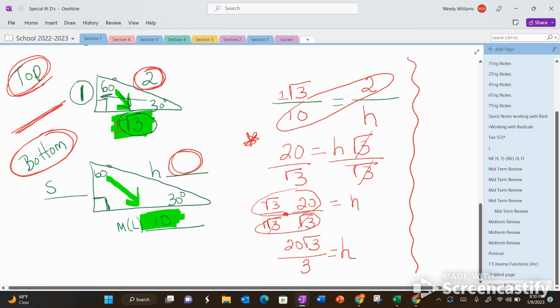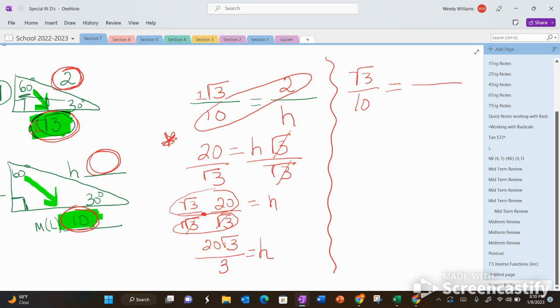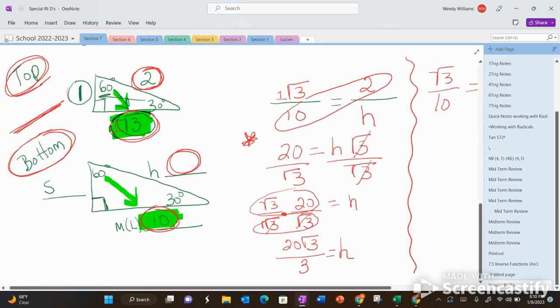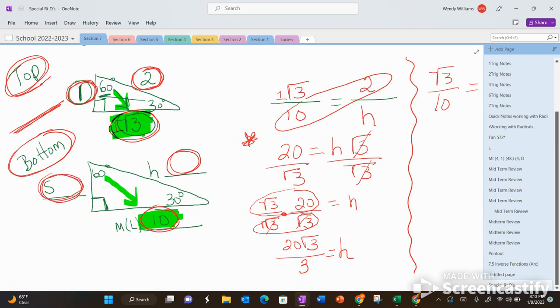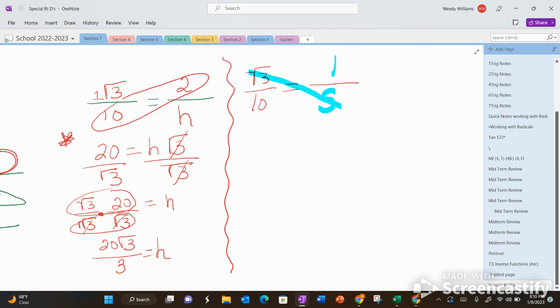You always have to start with something you know, and we started last time with square root of 3 over 10. So we're going to start that way again. Square root of 3 over 10 is equal to, now we're going to compare the small compared to the small, because they are corresponding. Small compared to small. And the ratio is 1 to small. Cross multiply and solve.